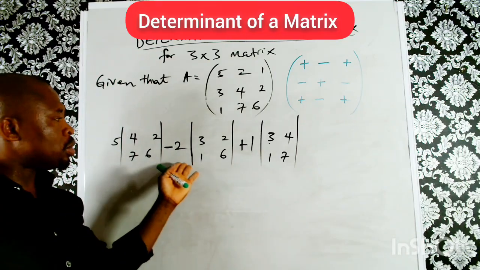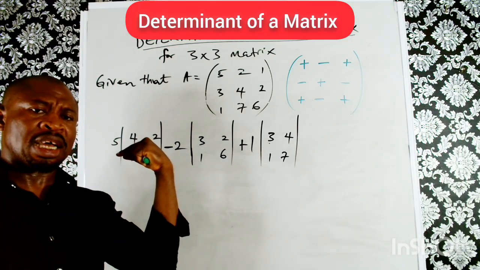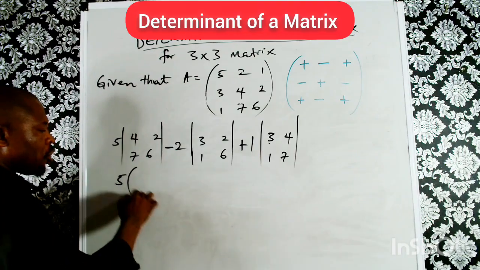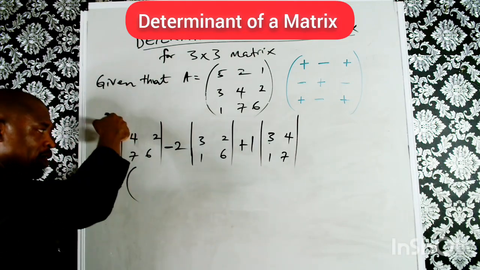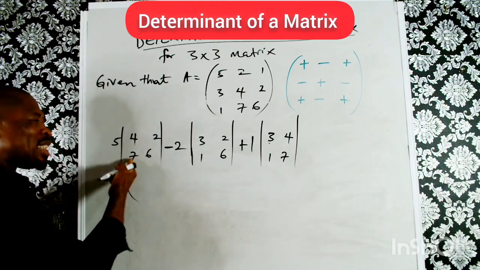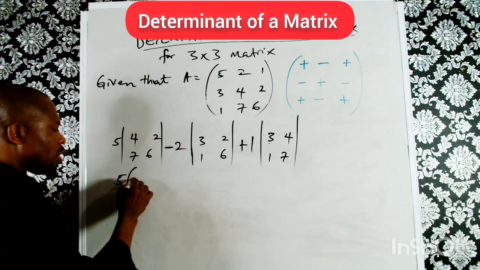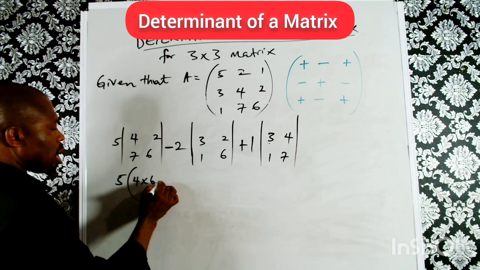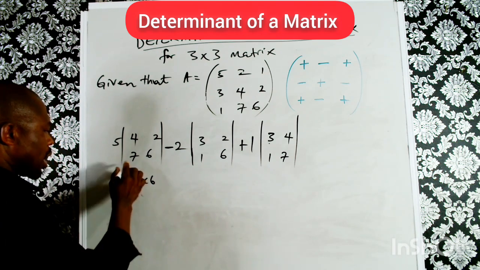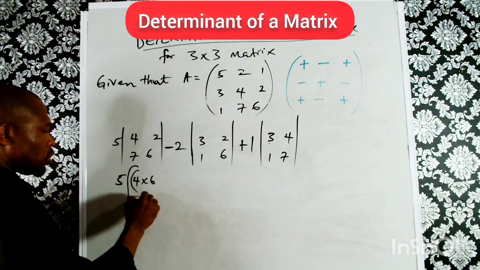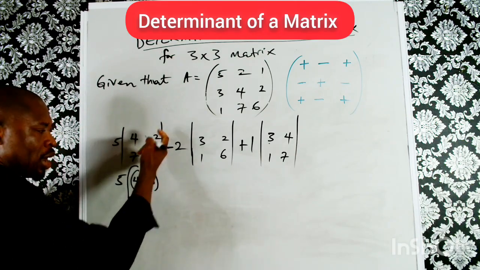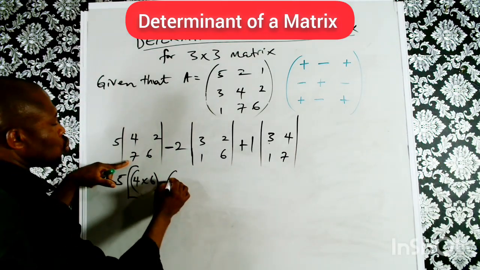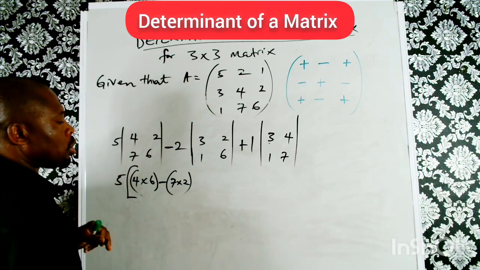You can now take the first step we took. When I have 5 outside, remember we said multiply. Take the right diagonal minus the left diagonal: 4 times 6. Let me use open brackets. So I have 4 times 6 minus the left diagonal, which is 7 times 2.